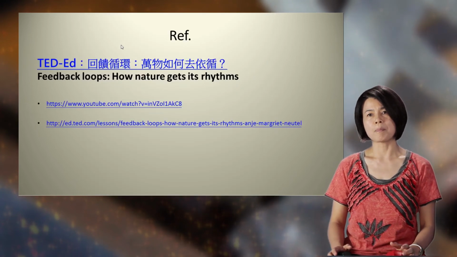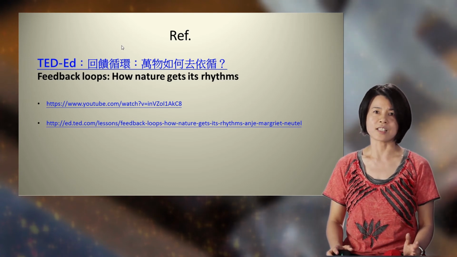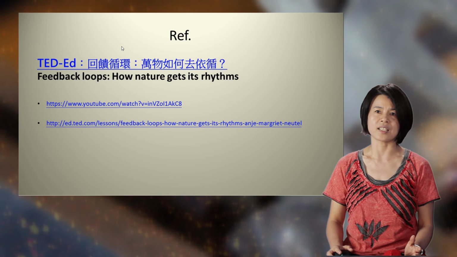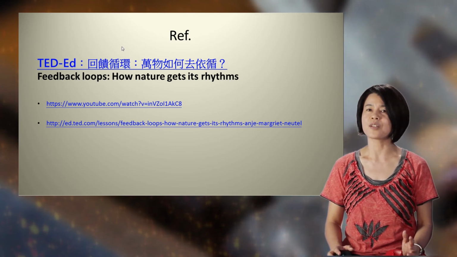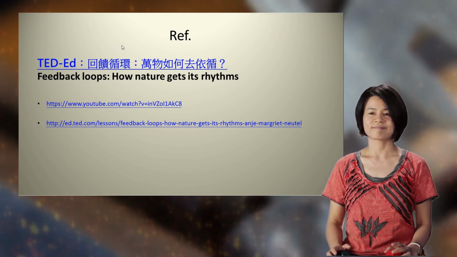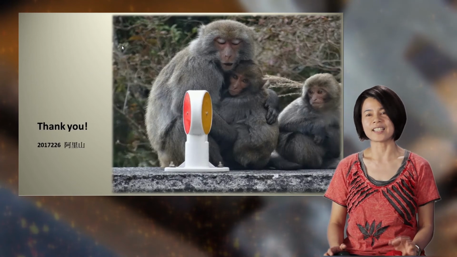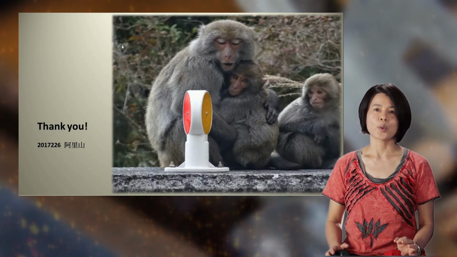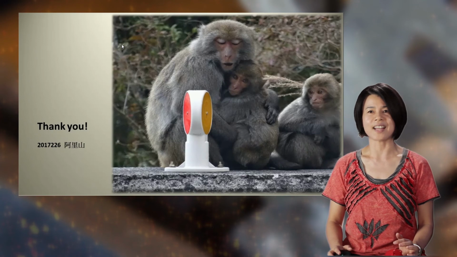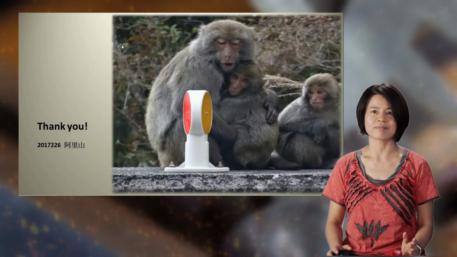This is a reference about how nature operates with circular thinking. It has its own rhythms to connect everything in feedback loops. It is a beautiful video. I really recommend you take a look. Here is a nice picture that I took in Ali Mountain in Jiayi. A mother monkey hugs her lovely cub with another one standing by their side. Their faces convey the message of love and emotion.